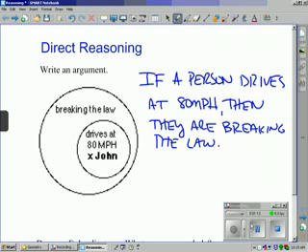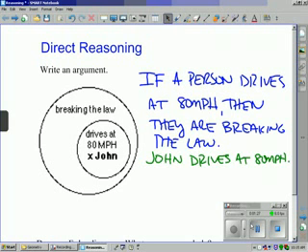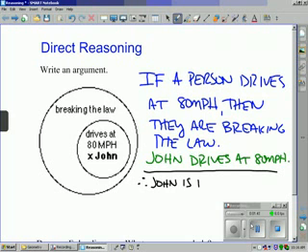We see that John is represented as an X on the inner part of our Euler diagram. So we know that John drives at 80 miles an hour. Therefore, since we know he drives at 80 miles an hour, and our conditional statement says that a person who drives at 80 miles an hour is breaking the law, we can conclude that John is breaking the law.